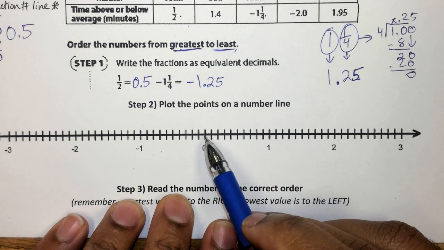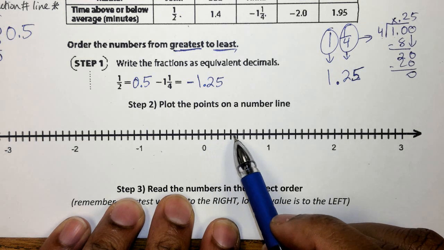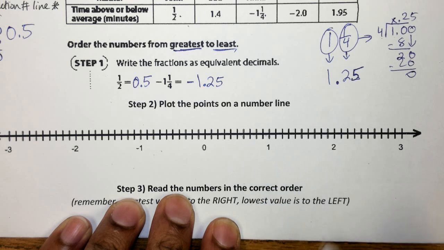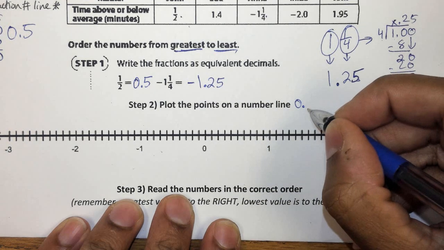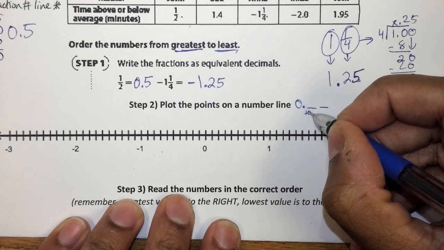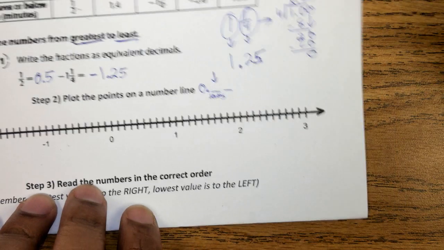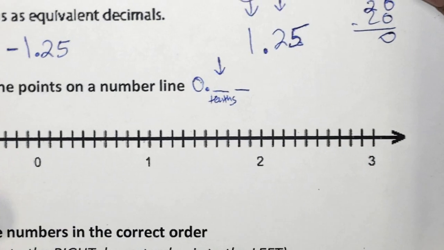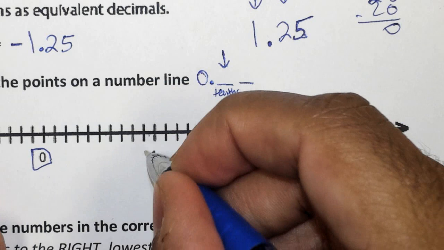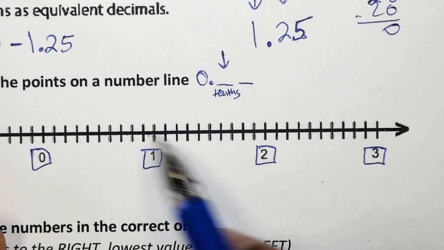Now, let's look at this number line. We've done positive number lines already. If I look at it, that's 1, 2, 3, 4, 5, 6, 7, 8, 9, 10. If there's 10 spaces between two whole numbers, I can always think about it as my tenths. So notice when I have my whole numbers, there's 10 spaces between each of them.